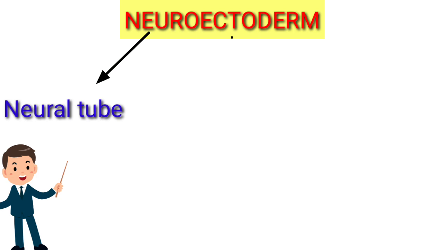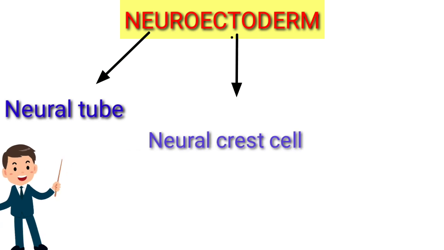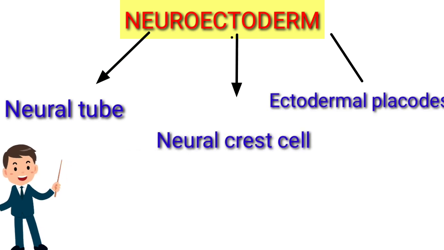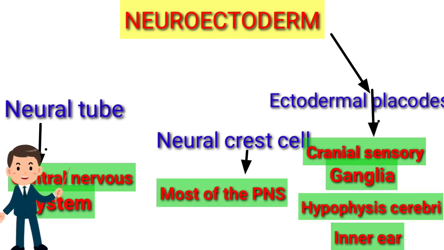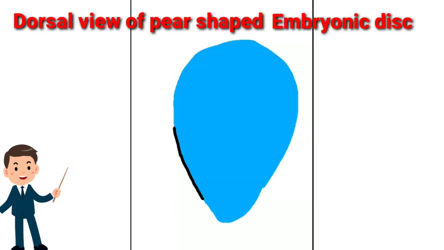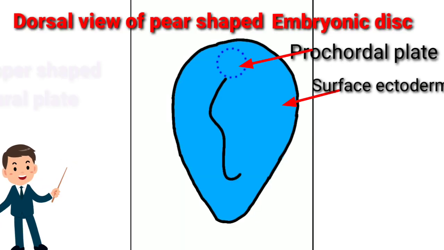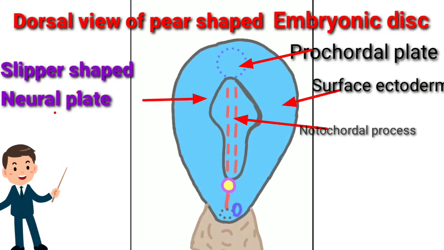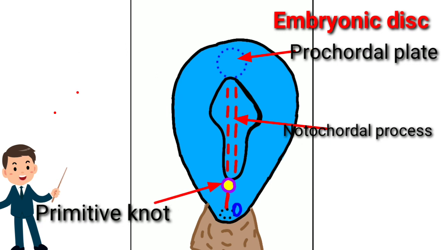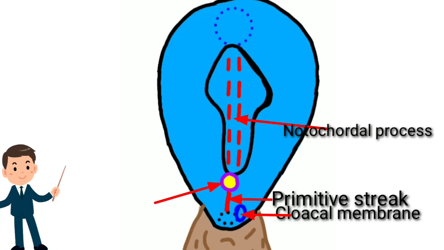The neuroectoderm gives rise to the neural tube, neural crest cells and ectodermal placodes. The neural tube gives rise to the central nervous system, and neural crest cells give rise to most of the peripheral nervous system. Ectodermal placodes give rise to cranial sensory ganglia, hypophysis cerebri and inner ear. This picture shows the dorsal view of a pear-shaped embryonic disc with the slipper-shaped neural plate, the notochordal process, primitive knot, primitive streak and cloacal membrane.